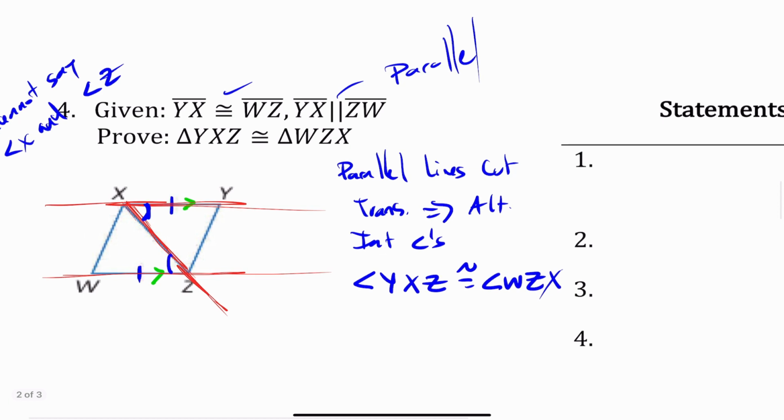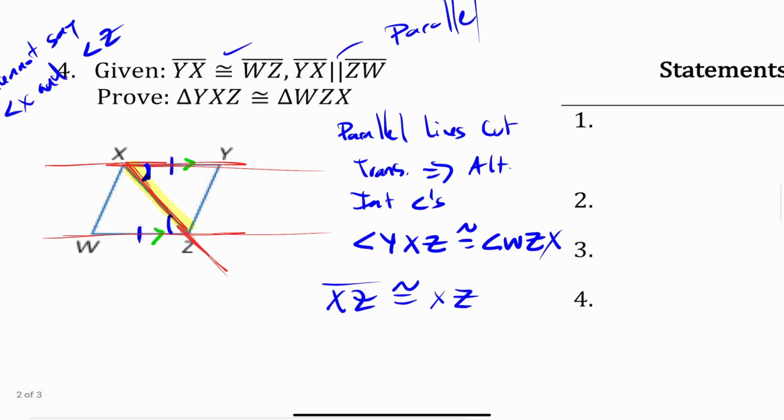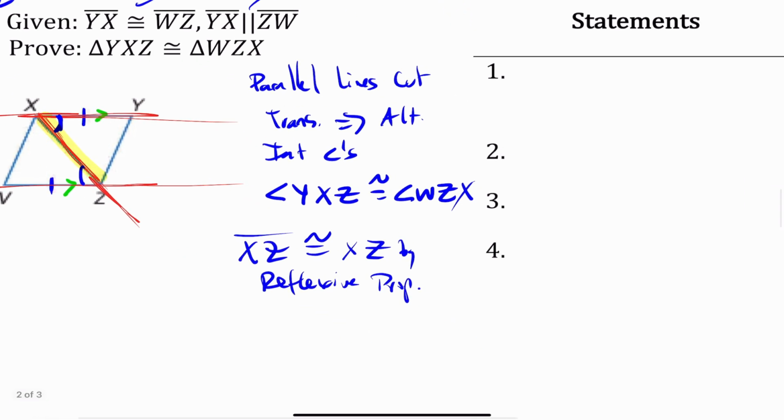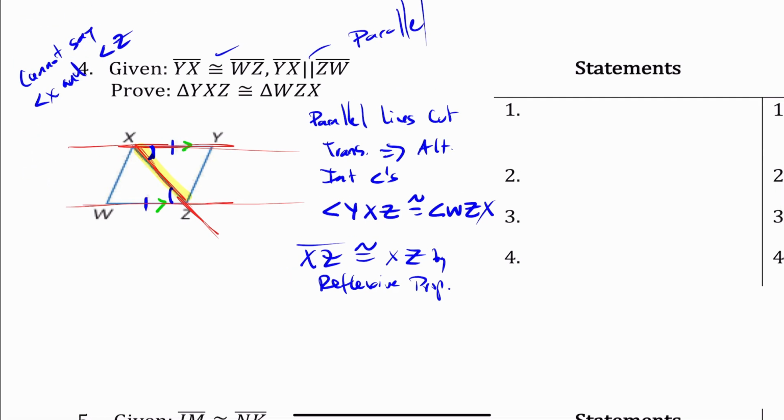Cool, that's because of alternate interior angles. What also I notice, well, I can't neglect the fact that these two triangles here share the same side, right? That's the reflexive property. So XZ is congruent to segment XZ by the reflexive property. So now I have all that. I'm done with this, and then I looked at my image, noticed the reflexive property. That's awesome. Now I can go ahead and prove that the triangle YXZ is congruent to the triangle WZX with something, right?